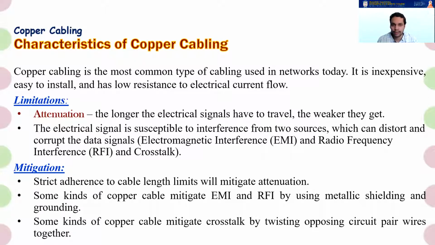In order to overcome this, what we usually do is place a limit on the length of the cable so that we don't get that much attenuation for the signal. Attenuation is nothing but loss of signal strength. And sometimes we can try to mitigate the RFI and EMI by using metallic shielding and grounding. And the most common way that you see is to mitigate crosstalk by twisting the opposite circuit pair wires. I'll tell you more about the twisted pairs, why they're twisted.